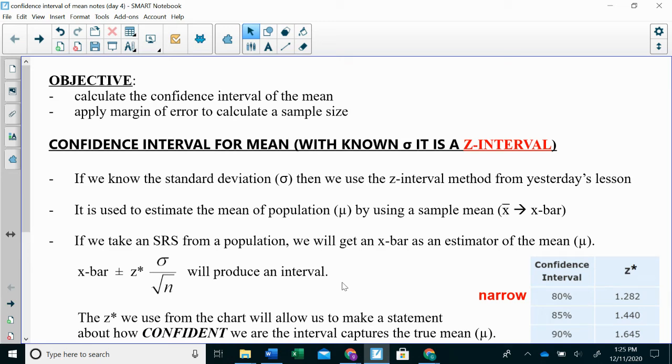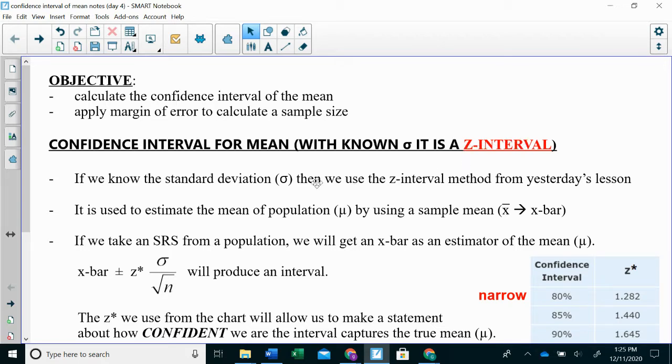This video is going to help us learn how to calculate the confidence interval of the mean as opposed to the confidence interval of the proportion from a previous lesson. And it will also help us learn how to apply margin of error to calculate a sample size needed for a survey.